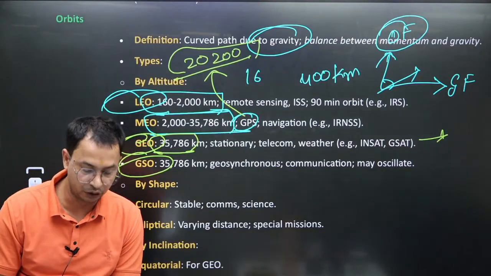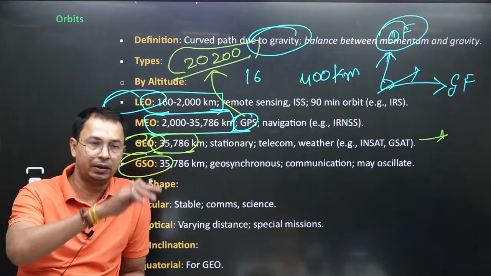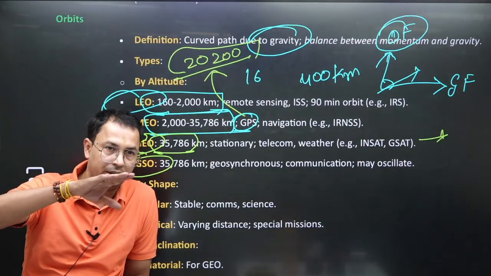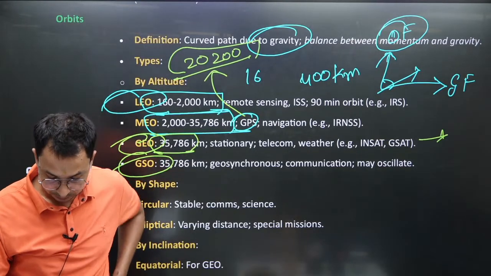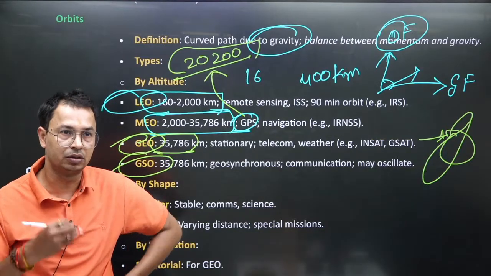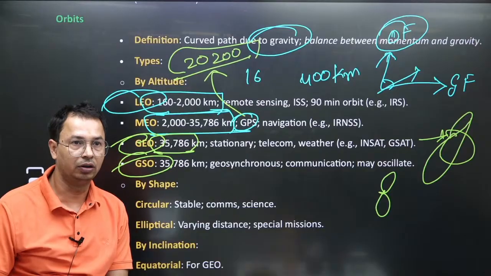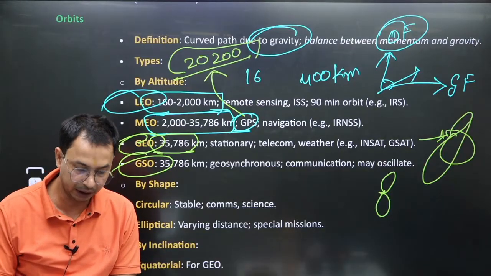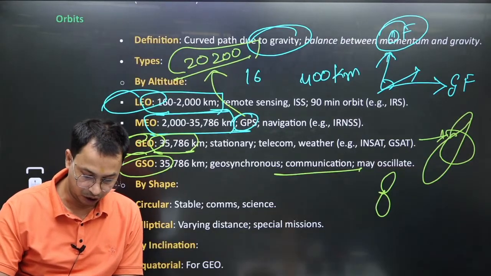Then GSO, geosynchronous Earth orbit. Geosynchronous Earth orbits will not be on the equatorial plane. Here they can be at different angles, and these geosynchronous satellites make a figure of 8 on the surface of Earth, and we can have communication satellites on the geosynchronous orbits.